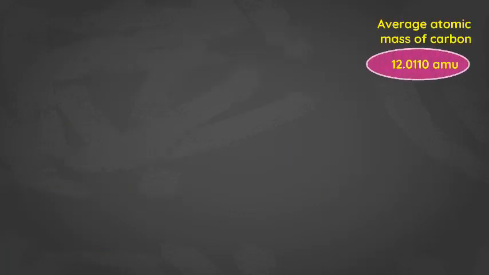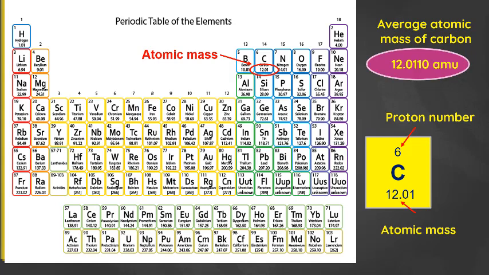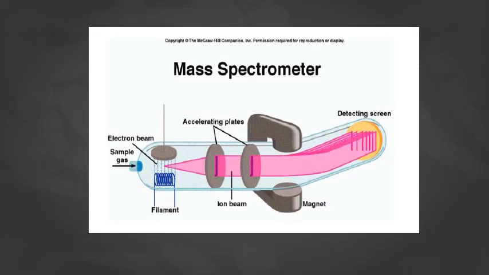Most elements occur naturally as a mixture of different isotopes. The average atomic mass of an element is numerically the same as the atomic mass. Thus, if you look at the periodic table, you'll see listed below the symbol for each element a value called the element's atomic mass. The most direct and accurate method for determining the atomic mass of an element is with an instrument called a mass spectrometer.